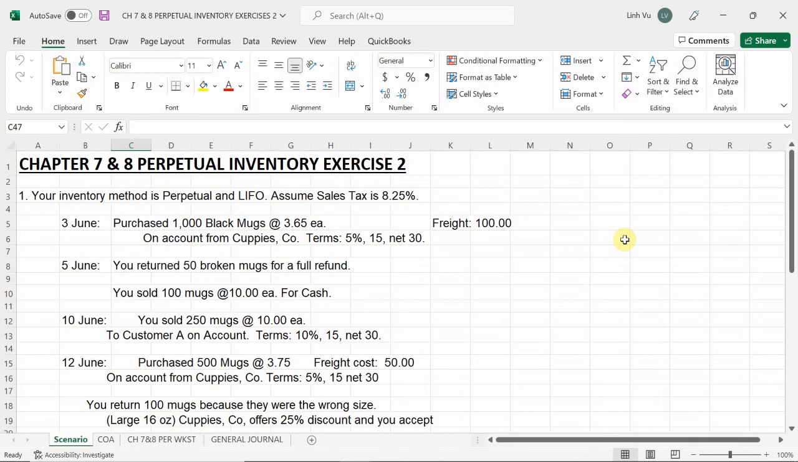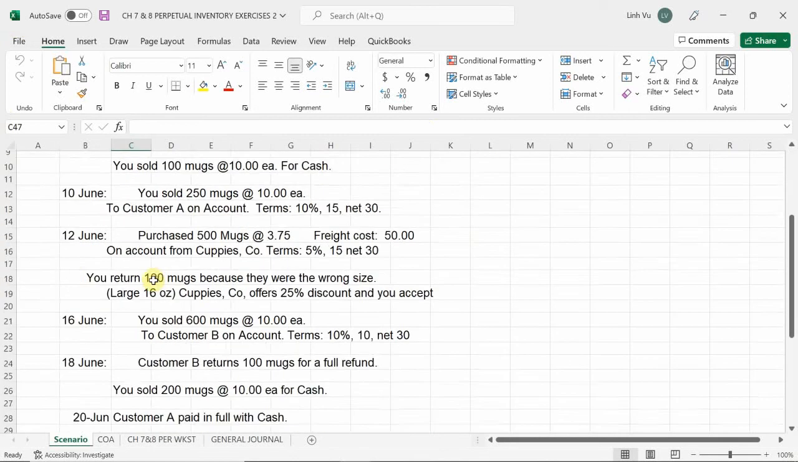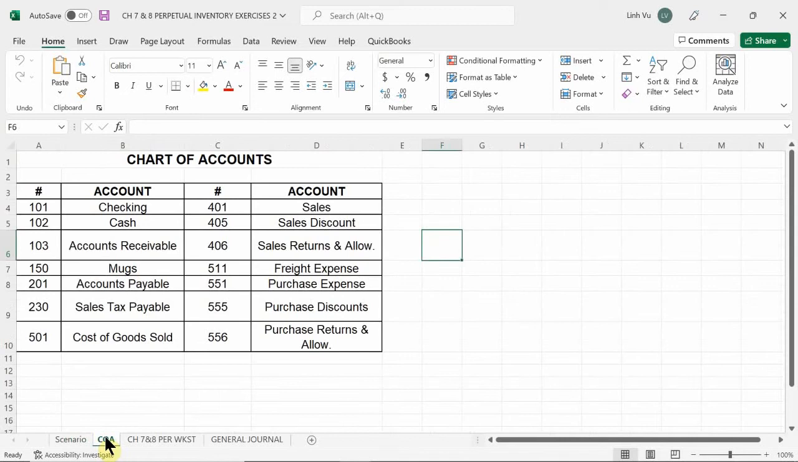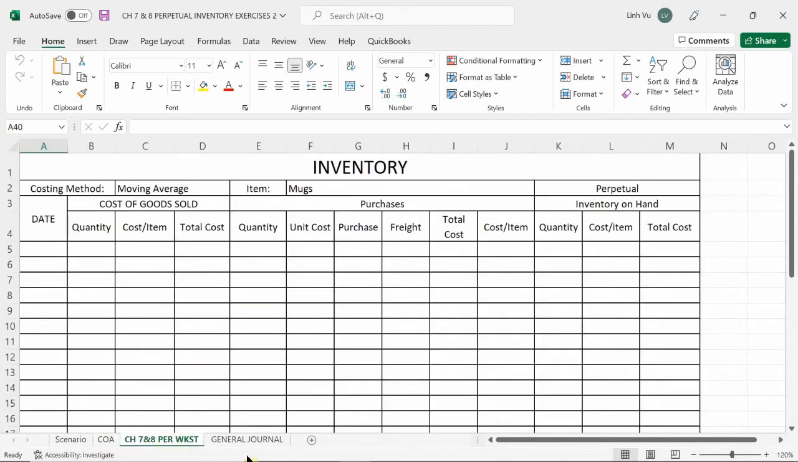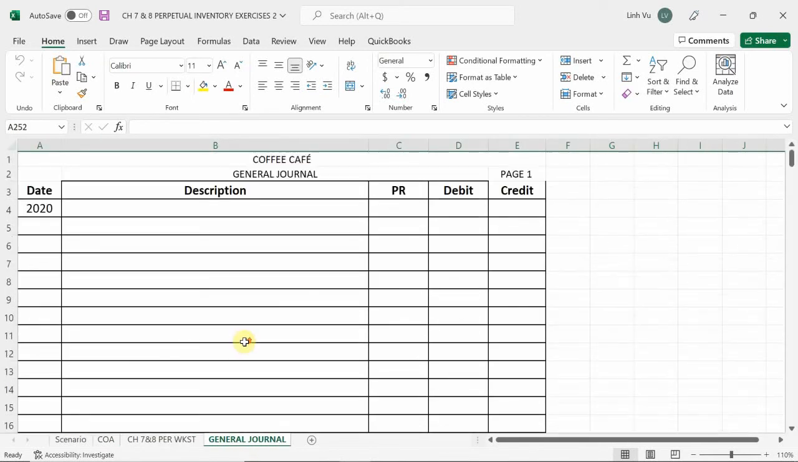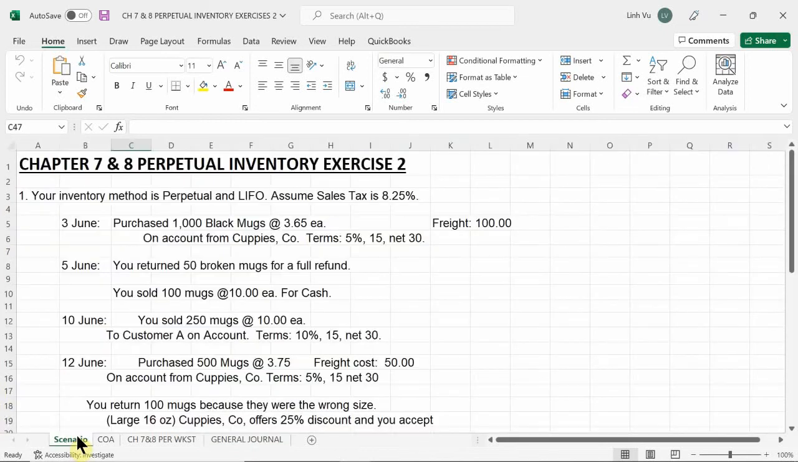Right, so for the chapter 7 and 8 exercise, here is your scenario. I have provided you a chart of accounts so you can practice journalizing. We're going to practice filling out the table and journalizing every single transaction. We have 5 pages worth of journals for you to practice on, and the chart of accounts is there. Let's take a look at what you need to know.